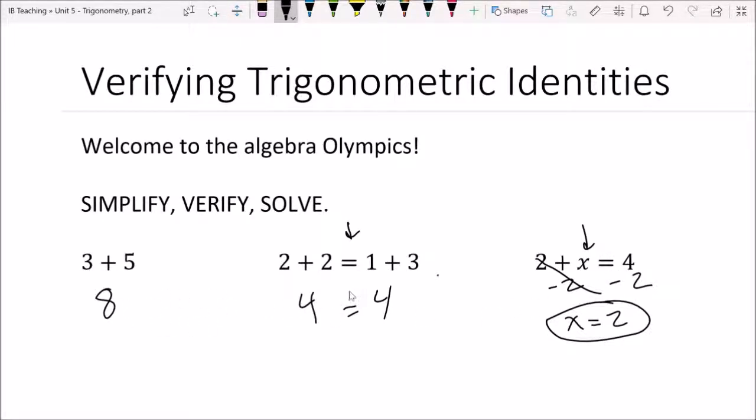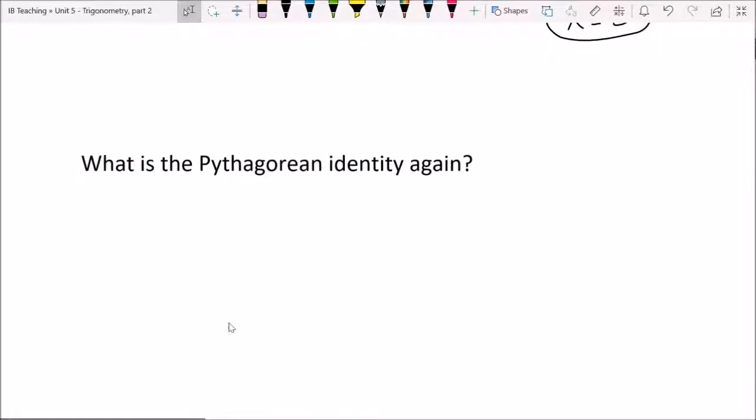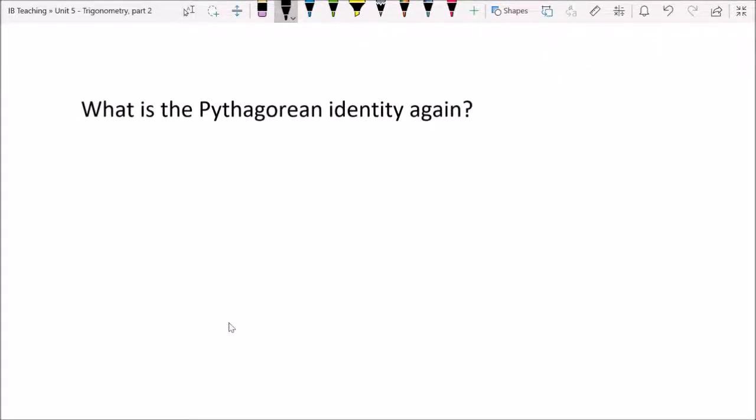Simplify and verify are pretty similar. That's why today's video is going to have both of those, and it's not going to have solving. That will be next time. So let's talk about Pythagorean identities, and let's get to work.